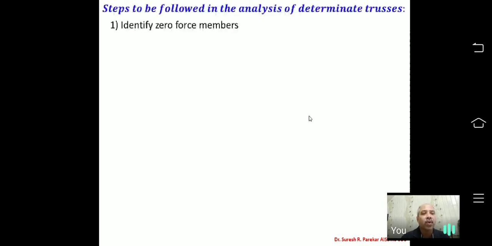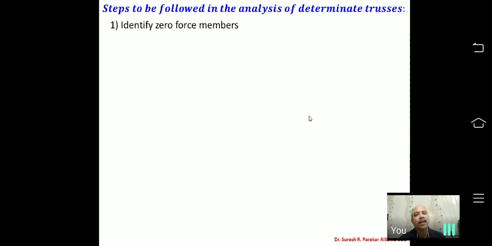Now we will see what are the different steps that we have to perform while analyzing this determinate truss. So analysis of a determinate truss means you have to find deflection. As we are considering loads at joints only, we do not have slope in trusses, we have deflection in trusses because forces are acting at the joints.